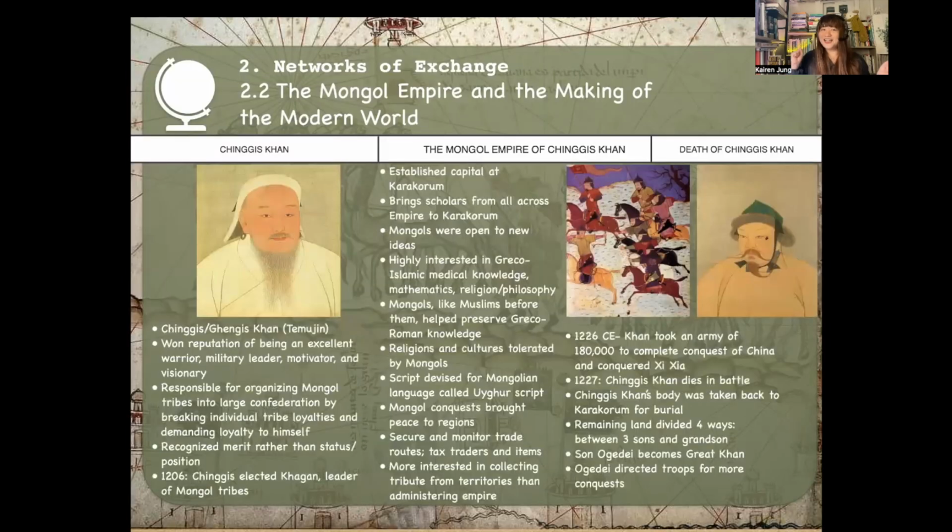Now let's look at Chinggis Khan. So Chinggis Khan is also called Genghis Khan. I mean, the orthography changes, but you gotta know who you're talking about. It's this guy, Chinggis Khan. His original name was Temujin, and he received the name of Chinggis or Genghis Khan later on after his exploits led to the creation of the greatest land empire in human history.